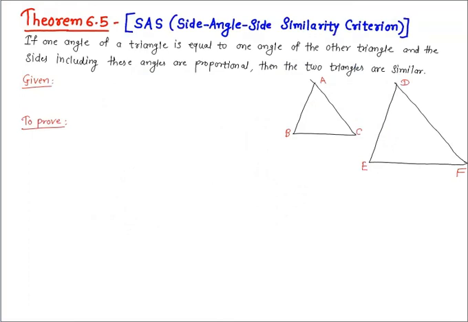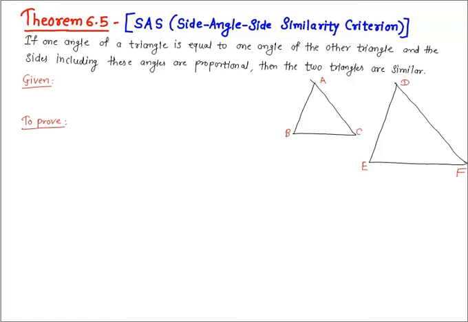In this session, we are going to learn Theorem 6.5, which is for side angle side similarity criteria. Let's get started. This theorem states that if one angle of a triangle is equal to one angle of the other triangle and the sides including these angles are proportional, then the two triangles are similar.